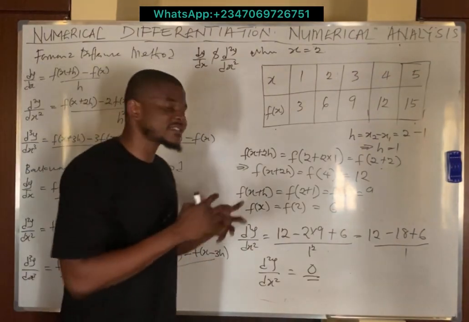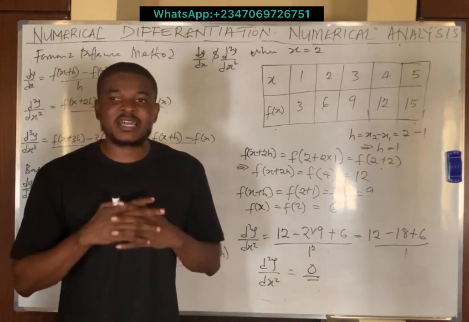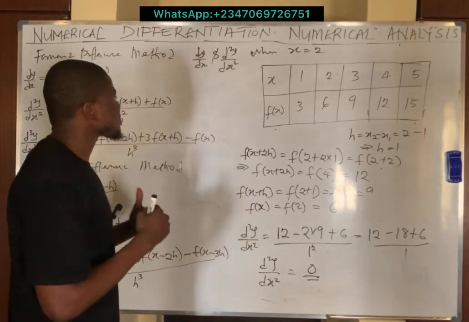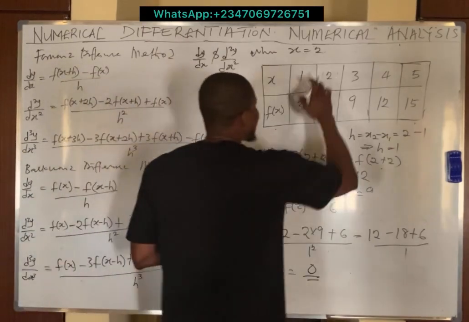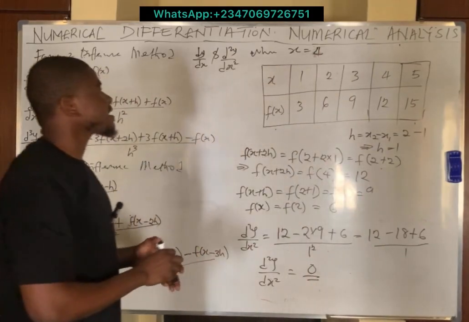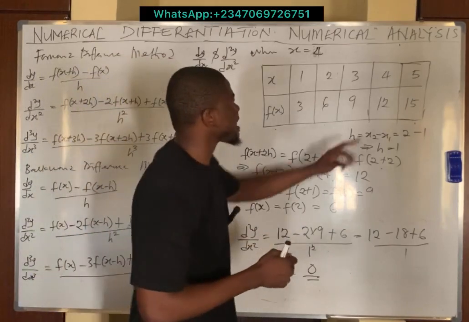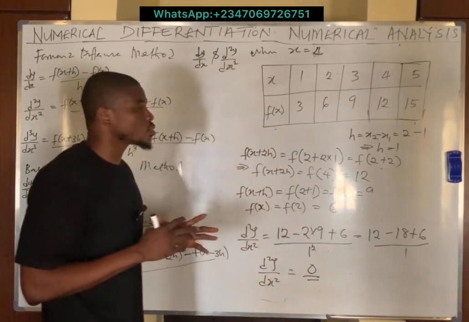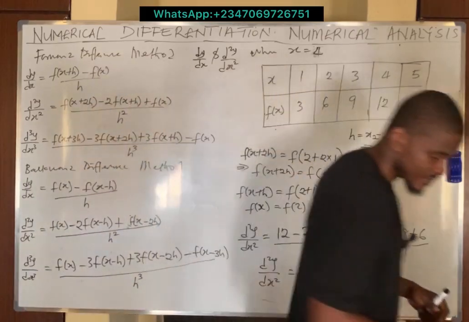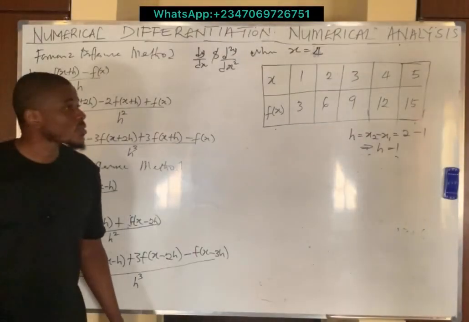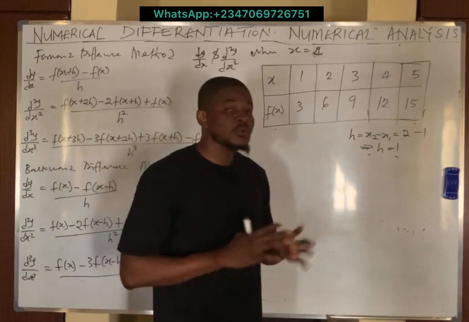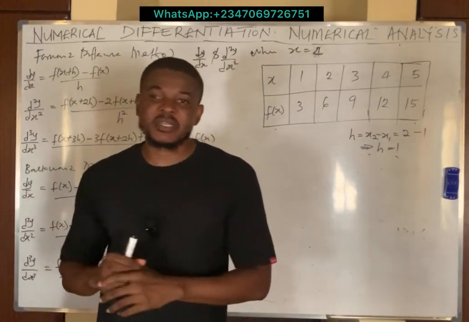Now, let's try out the backward difference and see how that works, right? Let's solve an example. Let us say we're asked to find dy over dx plus d squared y over dx squared when x is 4. Okay, so if x is 4, you already know 4 lies at the back of the table. This simply means we are going to be employing the backward difference method.